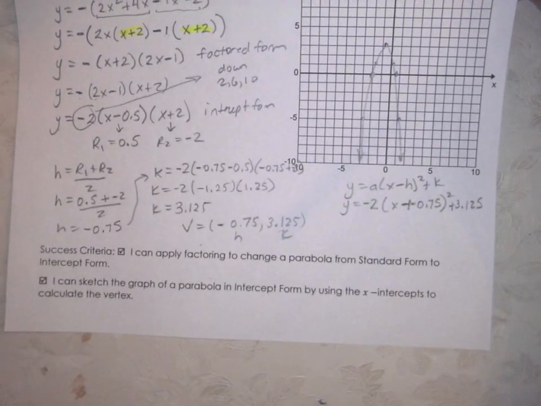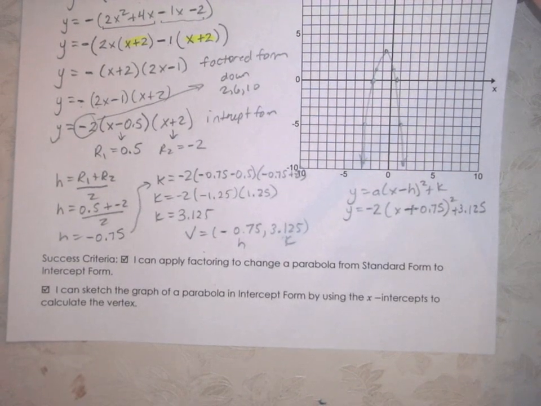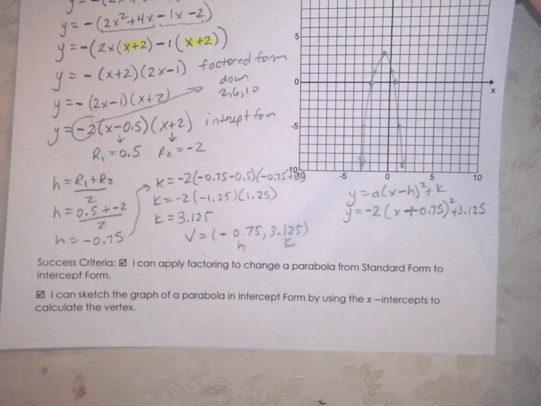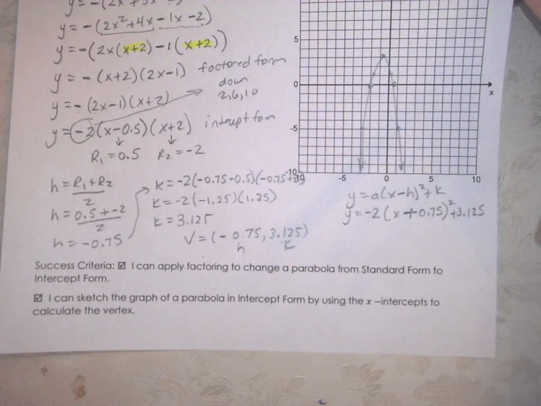So the success criteria: I can apply factoring to change a parabola from standard form to intercept form. That's what we did. And then we can sketch the graph of a parabola in intercept form by using the x-intercepts to calculate the vertex.